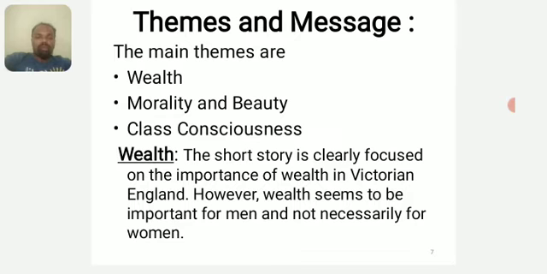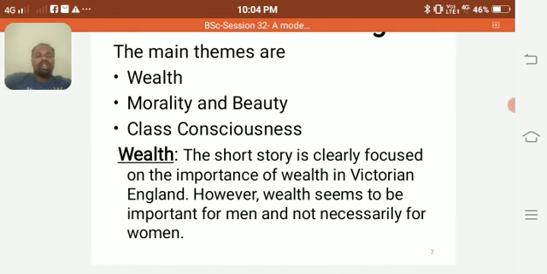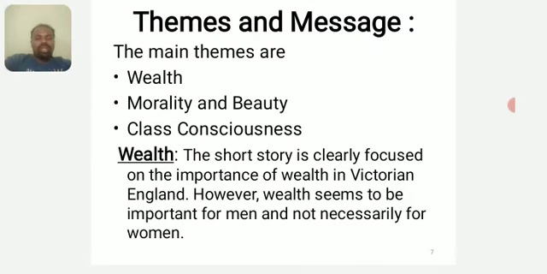Let us have a discussion about wealth. The short story is clearly focused on the importance of wealth in Victorian England. However, wealth seems to be important for men and not necessarily for women. This is one of the important characteristics of the Victorian period, because women were not given complete rights. They were limited to the kitchen, they never used to come out of it, and they never used to get any sort of jobs during those days.